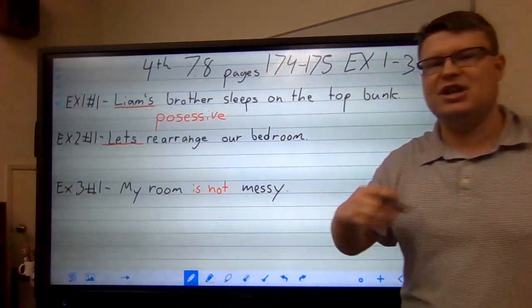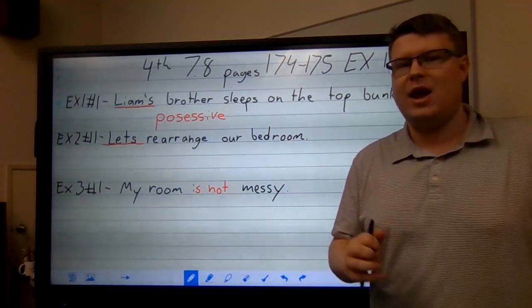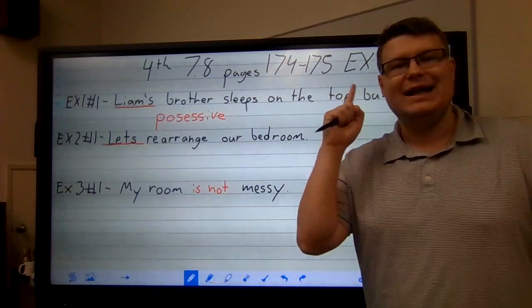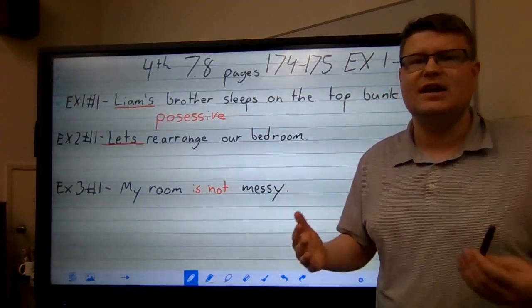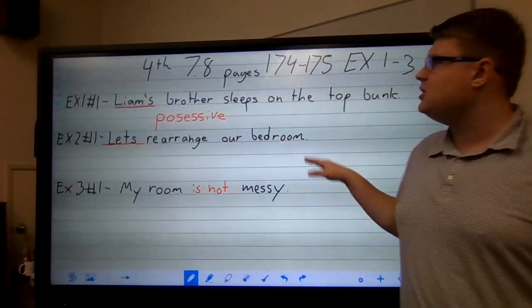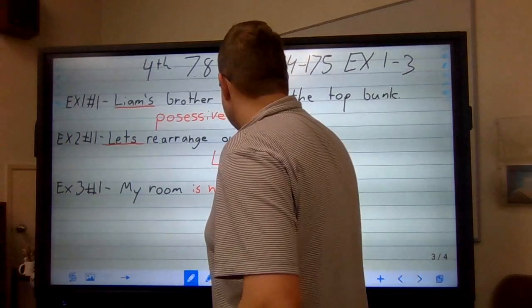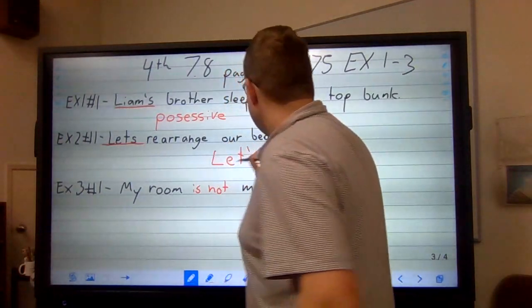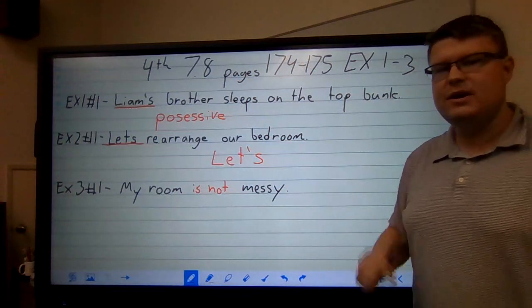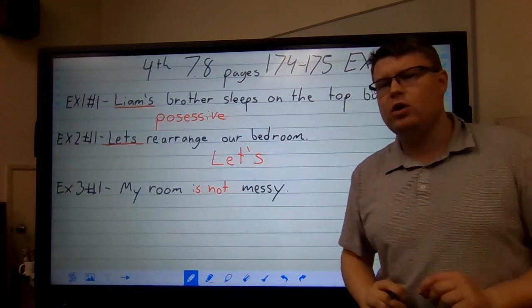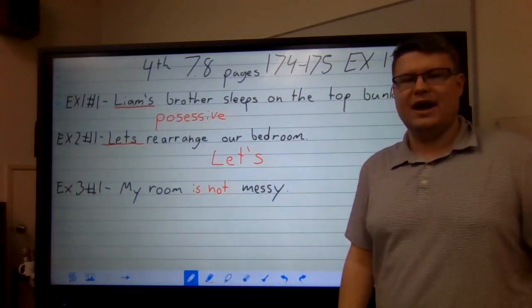Rearrange is a verb. We do not add an apostrophe for verbs, so then we are left with let's. Let's is a contraction that isn't on our list, but it is a contraction between the words let and us. And you can check by putting both words in the sentence and seeing if it makes sense. Let us rearrange our room. Makes sense. So you will write let's. That's what you do for exercise 2. Find the word that is missing its apostrophe and add it, writing the word correctly.